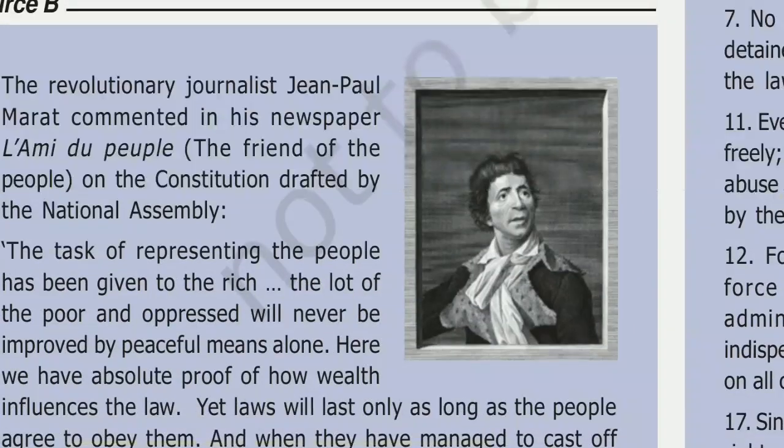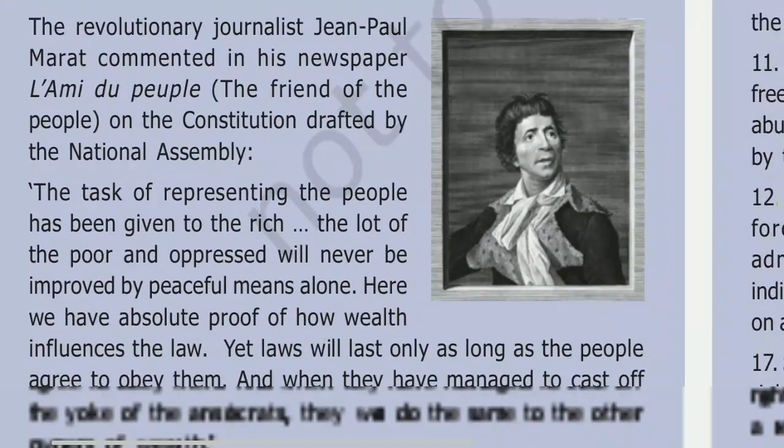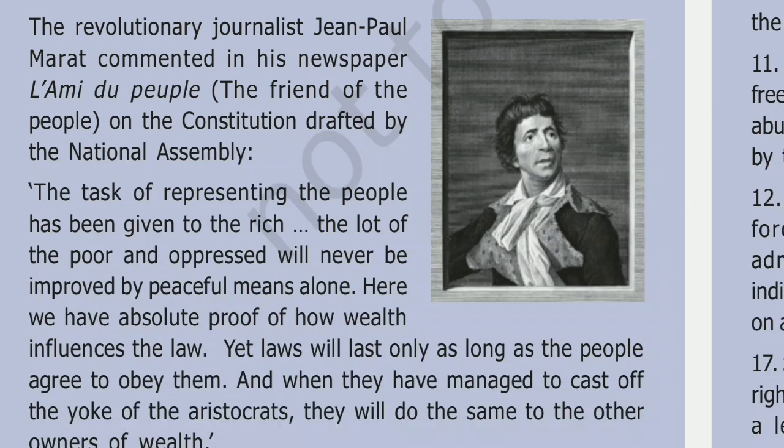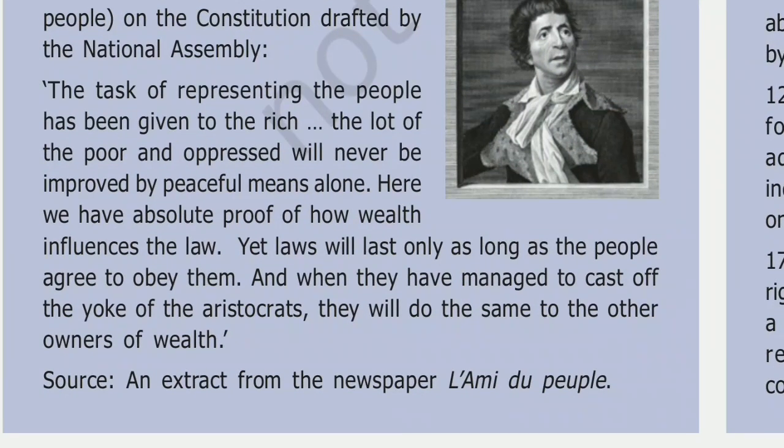Here again, if we move to another source, source B, there was a journalist, Jean-Paul Marat. Once there was an article in a newspaper. What he wrote was that the task of representing the people has been given to the rich. Exactly. As we know the rules and regulations of active and passive voters, we can see who will be the electors and who will be the representatives. Here we have absolute proof of how wealth influences the law.